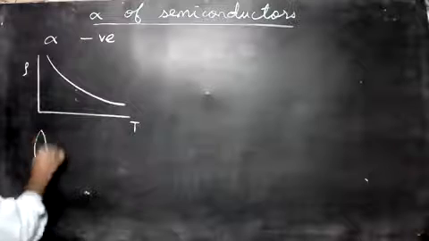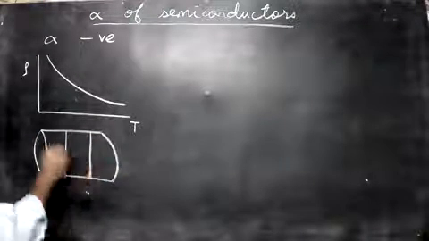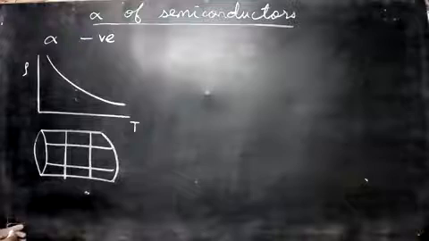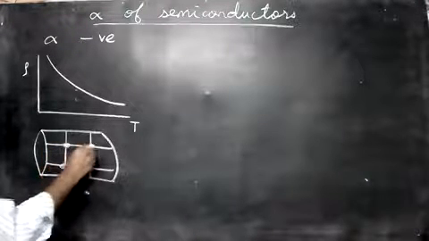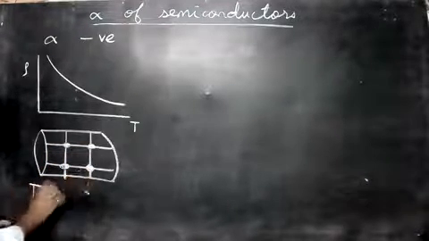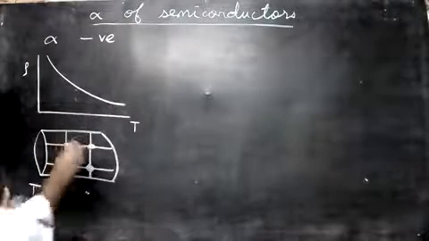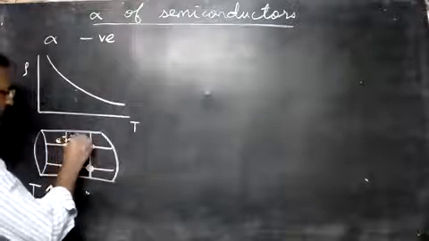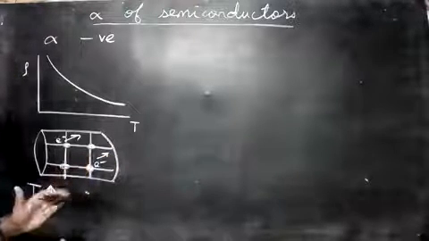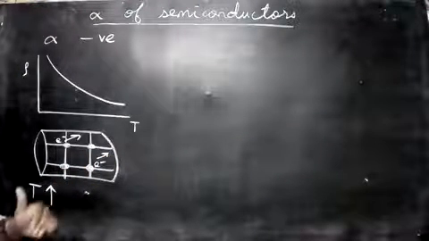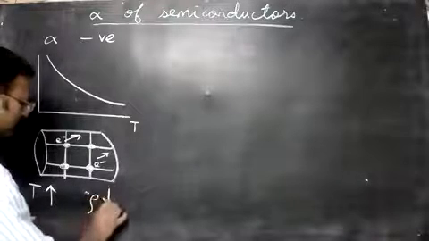So let me take a semiconductor here. It may be, say, pure silicon. Let's take these atoms in the silicon. As the temperature increases, each atom will be able to give out more electrons. So more electrons will be liberated, and then the resistance will decrease. Resistivity also will be decreasing. So we can say in this case resistivity will decrease here.